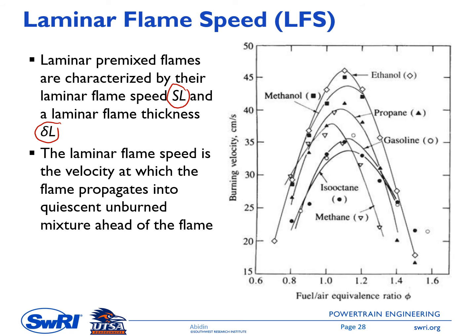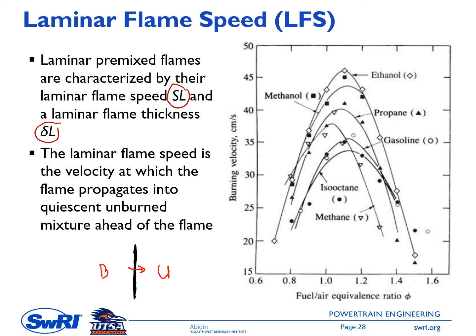Okay, so laminar flame speed is the velocity at which the flame propagates into quiescent unburned mixture ahead of the flame. So let's say I have the flame front here. Usually it's thin and regular, and then I have the burned gas, and then I have the unburned gas. So the velocity of this flame front toward the unburned mixture is called laminar flame speed.